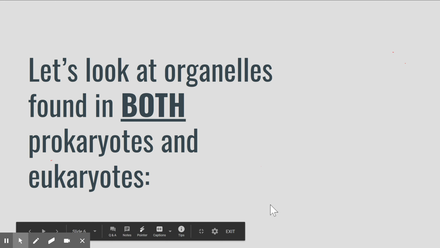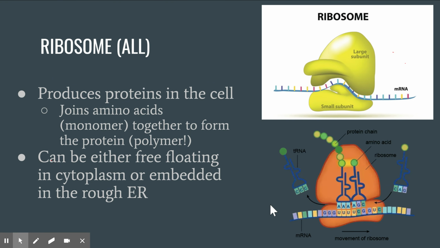So let's look at organelles that are found in both prokaryotes and eukaryotes. The first organelle that is found in both prokaryotes and eukaryotes is the ribosome. So up here, the name of the organelle, ribosome. It is found in all cell types. The ribosome's structure is shown to the right in these pictures. These pictures are showing us this is what a ribosome actually looks like. It looks kind of just like a little blob.